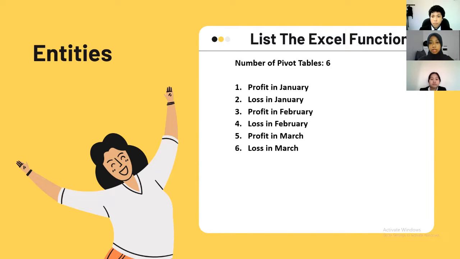Next is the number of pivot tables. There are 6. The first table is profit in January. The second is loss in January. Third is profit in February. Fourth is loss in February. Fifth is profit in March. And the last is loss in March.